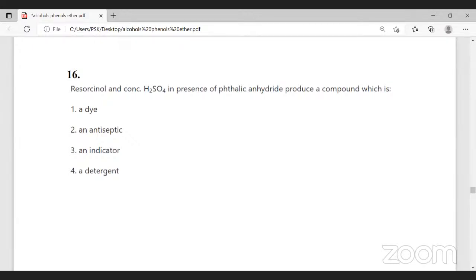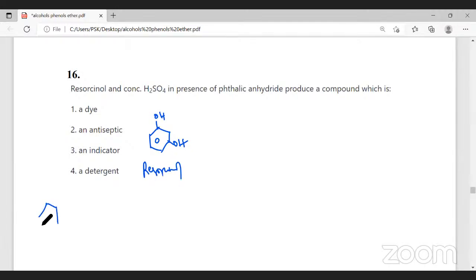The 16th question. Resorcinol and concentrated sulfuric acid in the presence of phthalic anhydride produces a compound which is a dye, an antiseptic, an indicator, a detergent. So resorcinol is an example of a dihydric phenol. We have learned the classification of phenols based on the number of OH groups present. This is resorcinol.